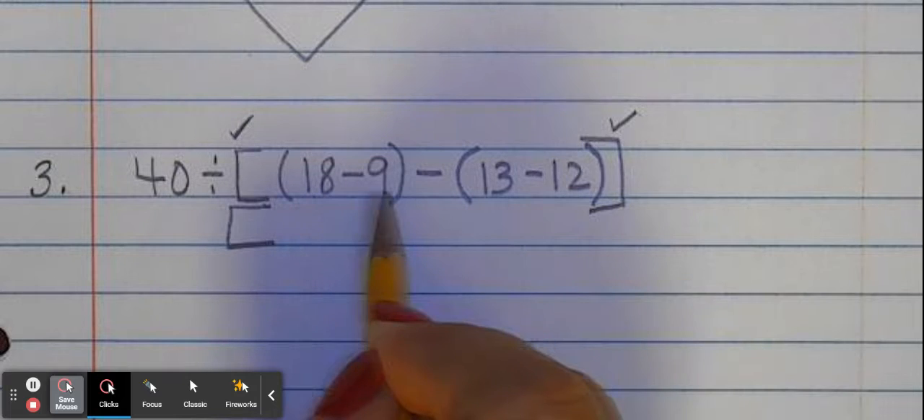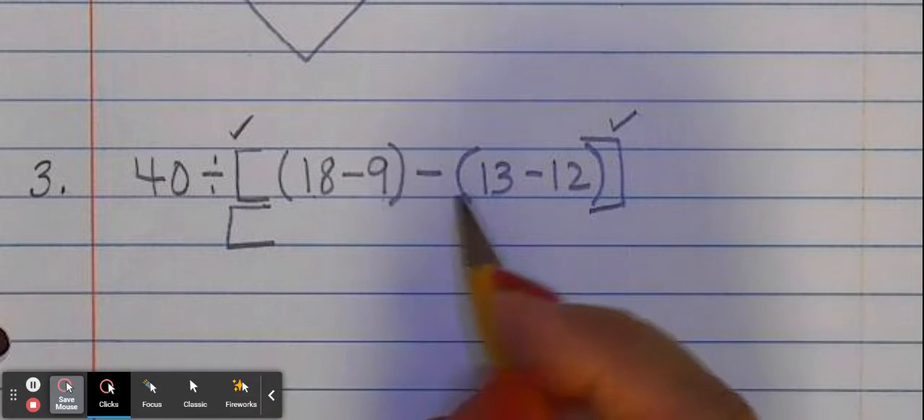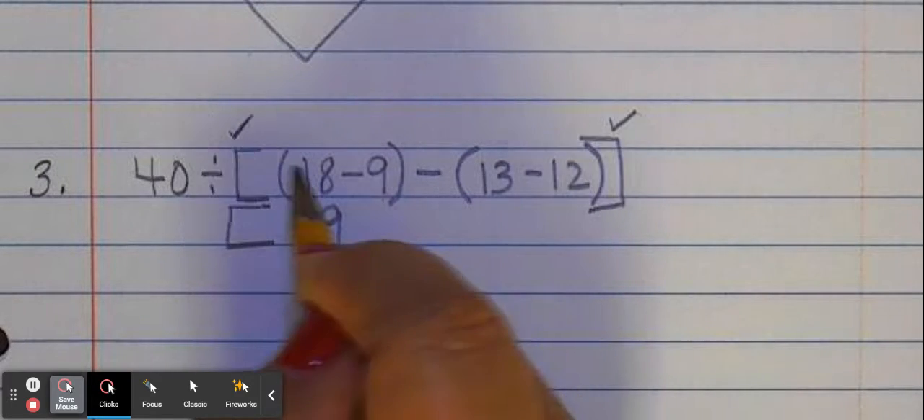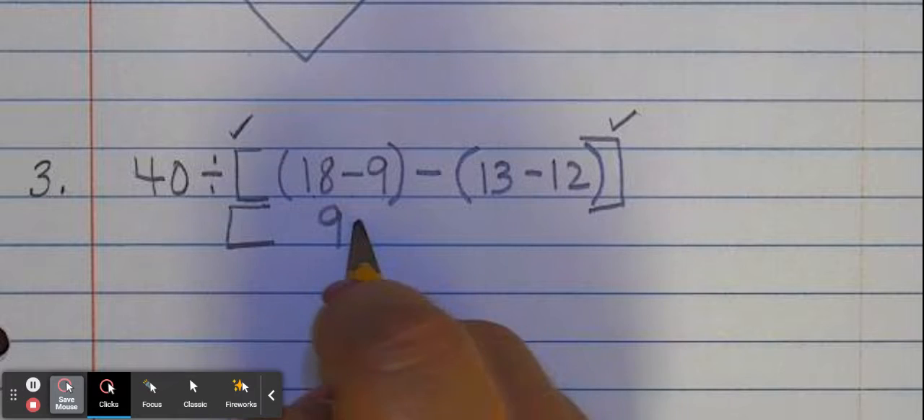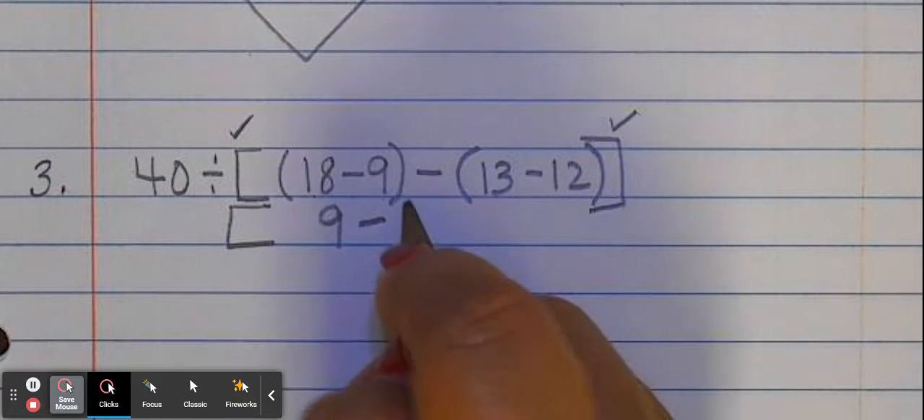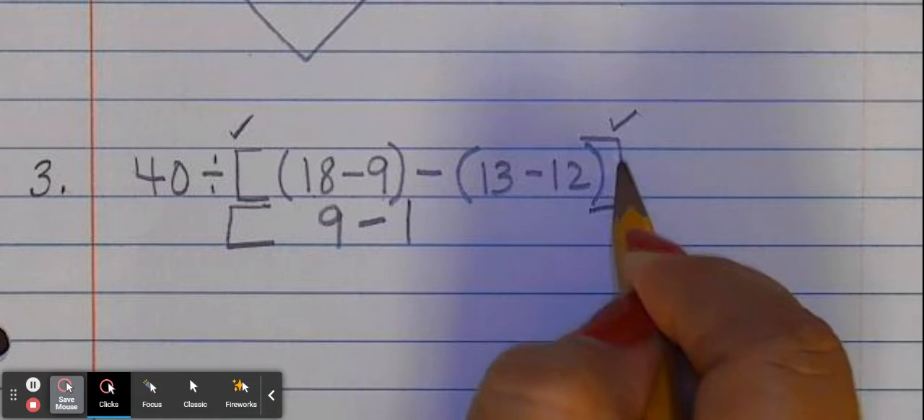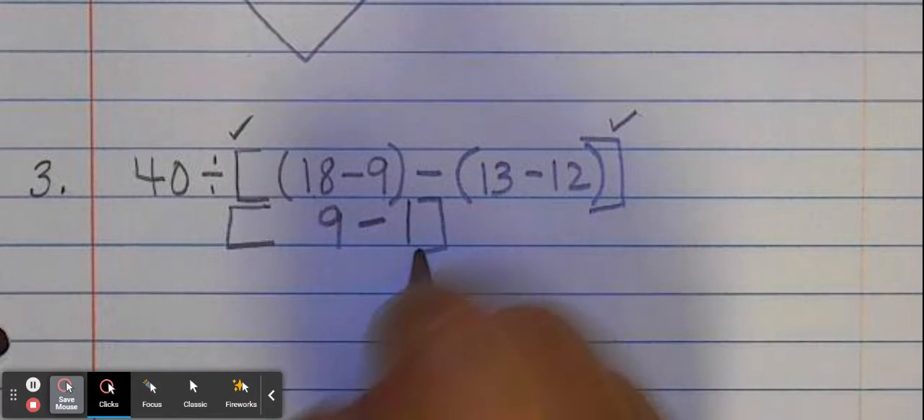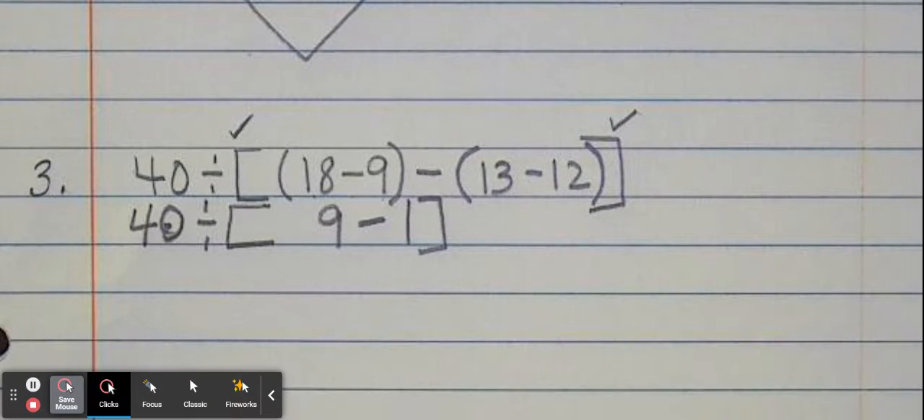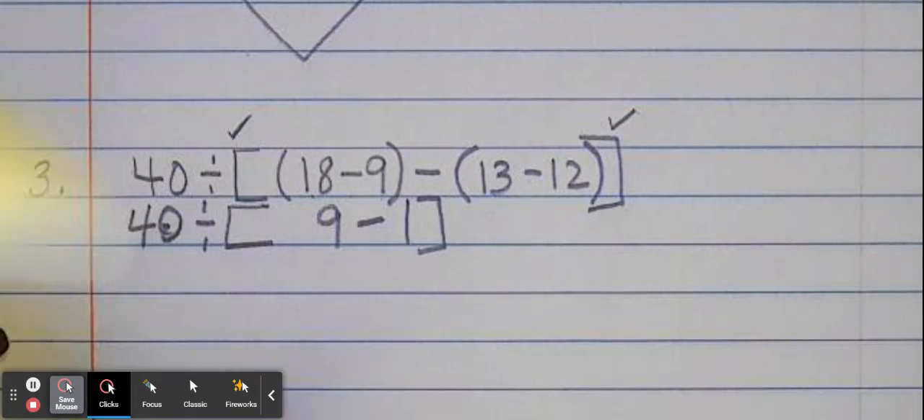I have 18 minus 9. What is 18 minus 9? Very good. It is 9, because 9 plus 9 equals 18. Going to subtract that out. 13 minus 12 equals 1. Very good. I'm going to close my bracket up, and I'm bringing down my 40 divided by. The next step, and here I'm finished with the first line.